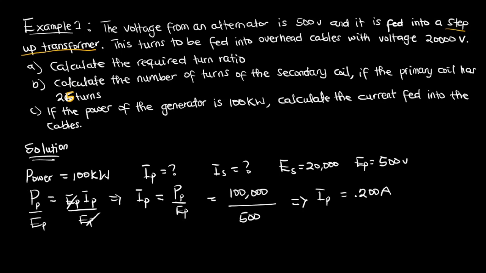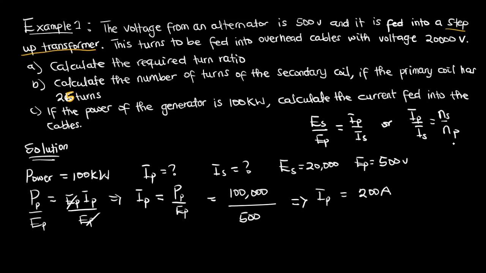Now that I have my current, there are so many ways I can go about this to find the answer. I can either use the EMF in the secondary coil over the EMF in the primary coil is equal to the current in the primary coil over the current in the secondary coil, or I can also use the current in primary over the current in secondary is equal to the number of turns NS over NP. I can also use this.